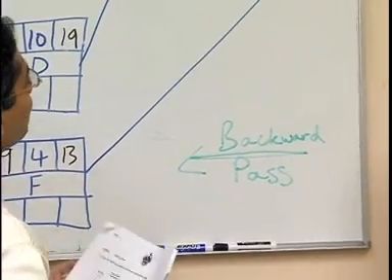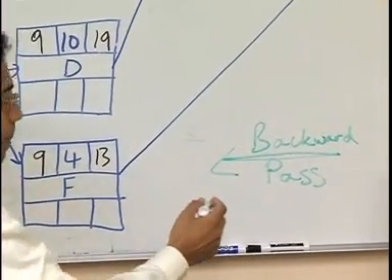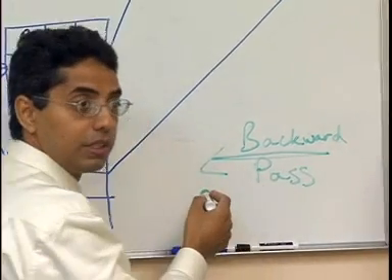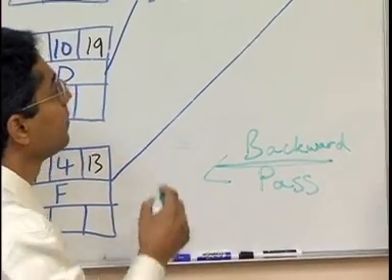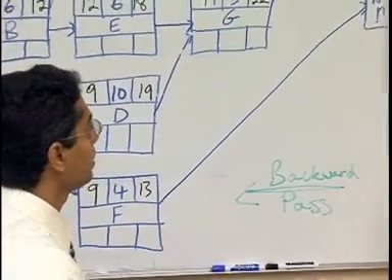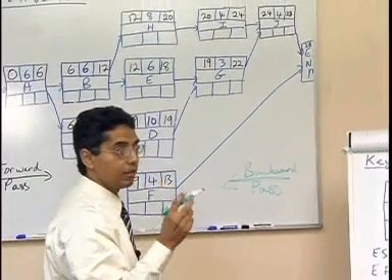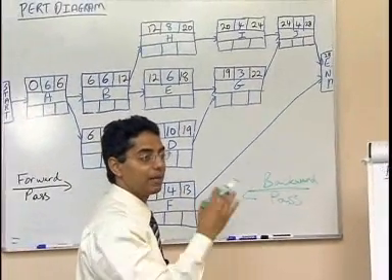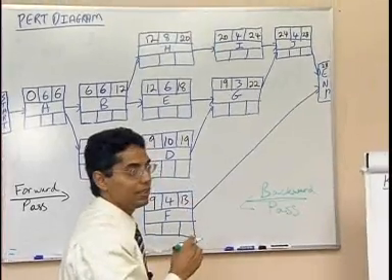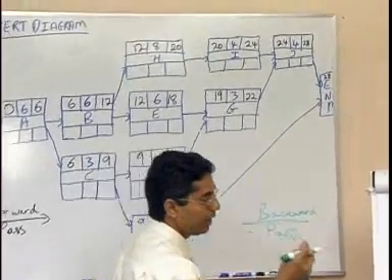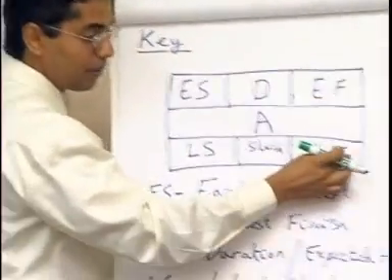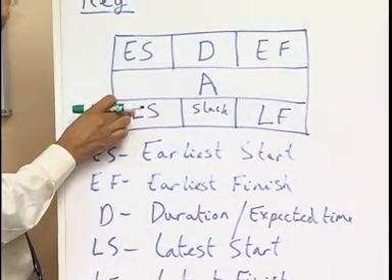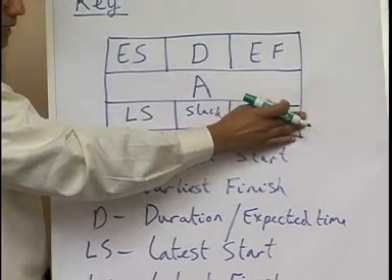Okay, no problem. So in the backward pass, I'm going to use green. Now, how the backward pass works. We go alphabetically backwards. The last activity is J. We are dealing now this way; the backward pass goes this way. But you have to start at the last activity.